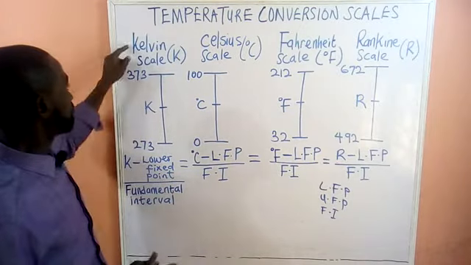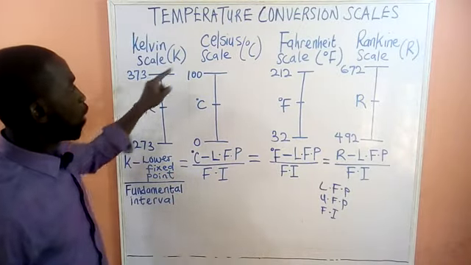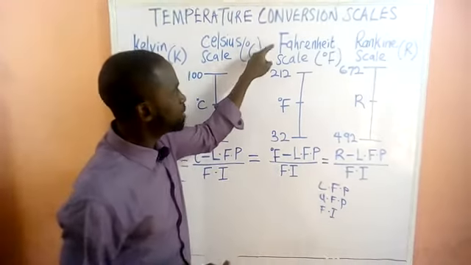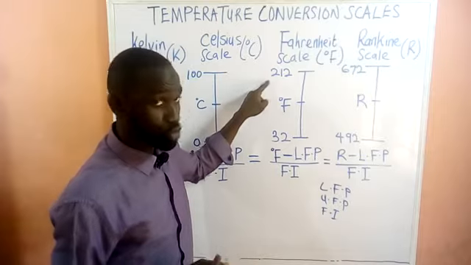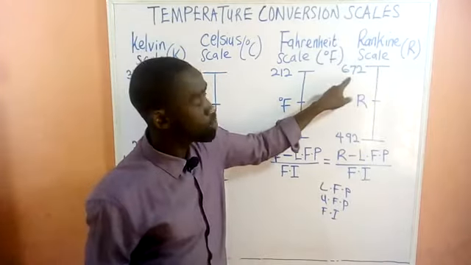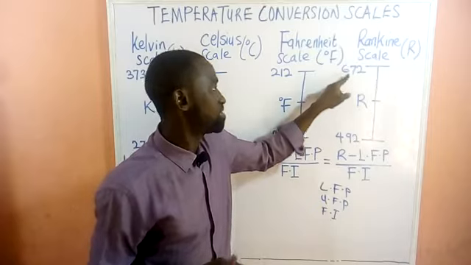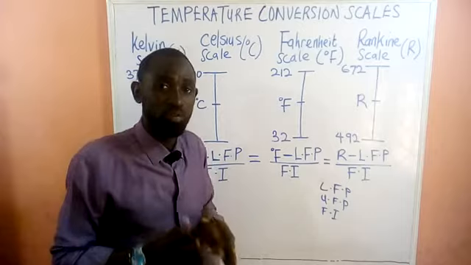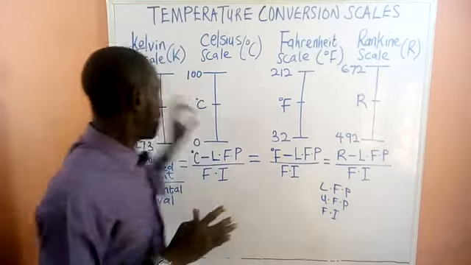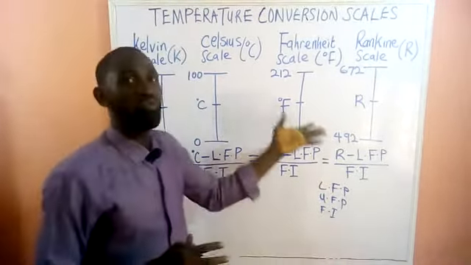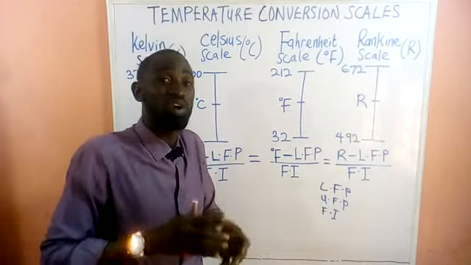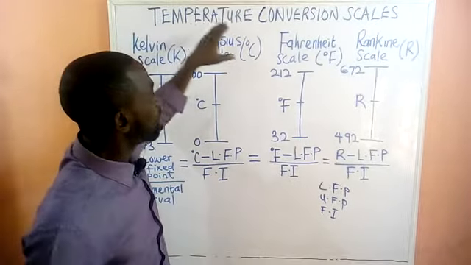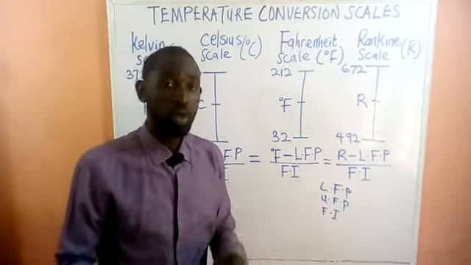What about the upper fixed point? The upper fixed point to a Kelvin scale is 373. Upper fixed point to a Celsius scale is 100. The upper fixed point to a Fahrenheit scale is 212. Then the upper fixed point to a Rankine scale is 672. Class, all these numbers are very key. You must memorize all of them, because they are the key concept as far as calculations under temperature conversion scales are concerned.